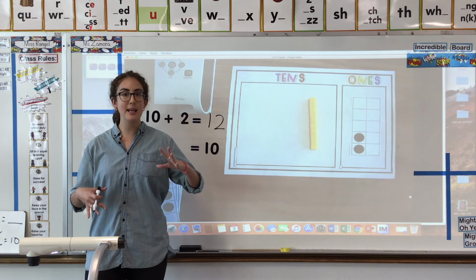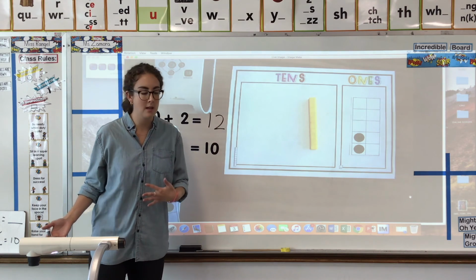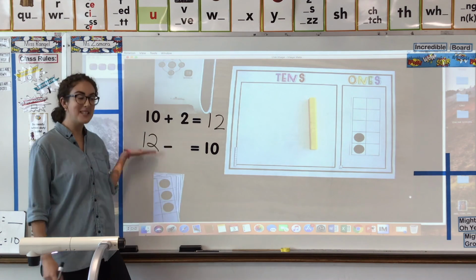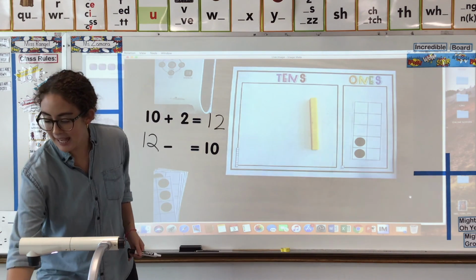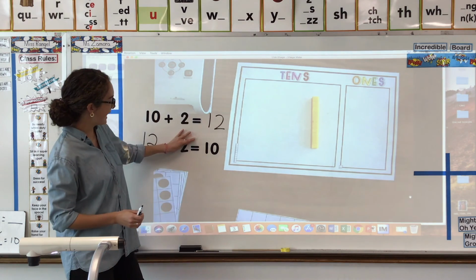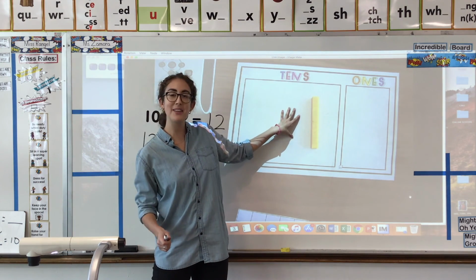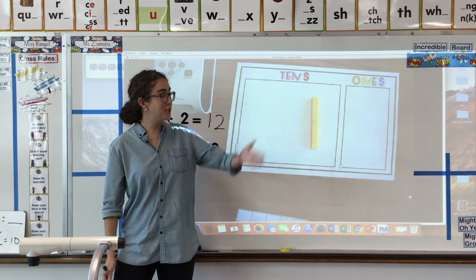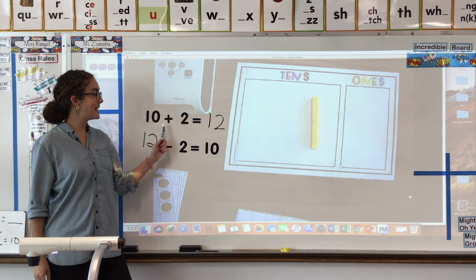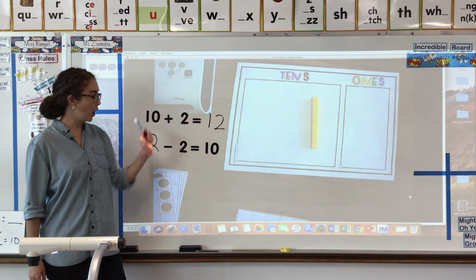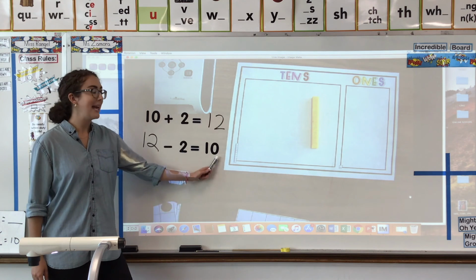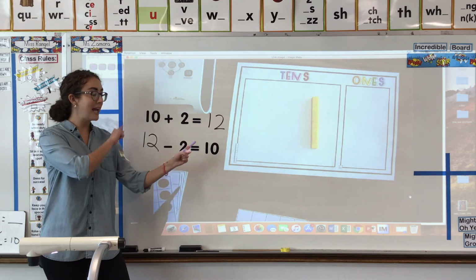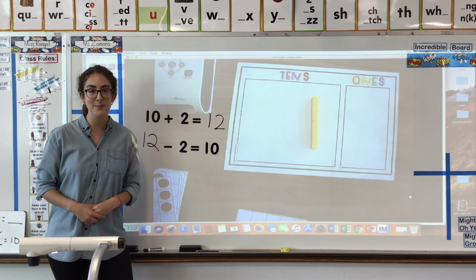We're going to now use that same knowledge to subtract with 10s. So, right now we have 12. We're going to start with 12 again. We're starting with 12, and now I'm going to take away the 2 ones. I'm going to take away the 2, and what are we left over with? We're left back with our 10s. We were able to show on our place value chart that 10 plus 2 equals 12, so 12 minus that 2 equals 10. We both started and ended with 10, and we're able to show exactly how that happened.